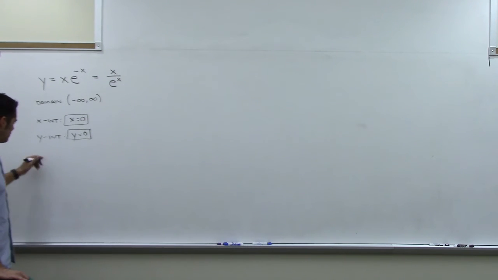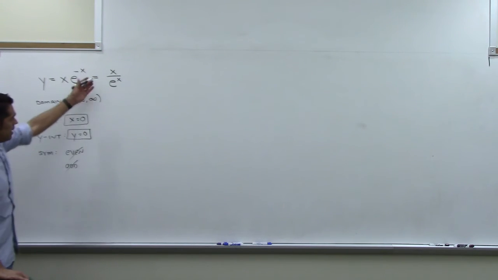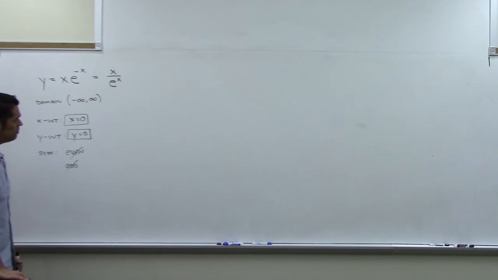Symmetry, you can check it for yourself. For symmetry, you're not going to have it. It's not going to be even or odd. I won't check it. Just plug in negative x, see what you get, compare it to that function without the negative x, and see what happens.